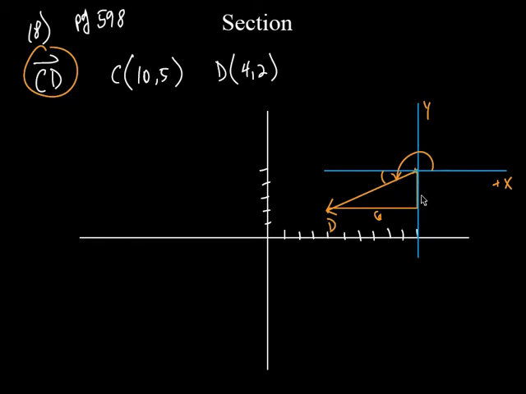Let's put the 3 on the outside. Give myself some room, because it's the length from here to here. This is at 5. This is 2, so that's the length. That's 3. This is at 10. This is at 4. So 10 minus 4 is 6. That's that length right there.